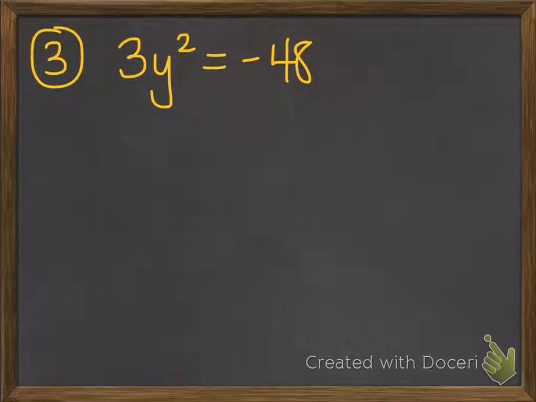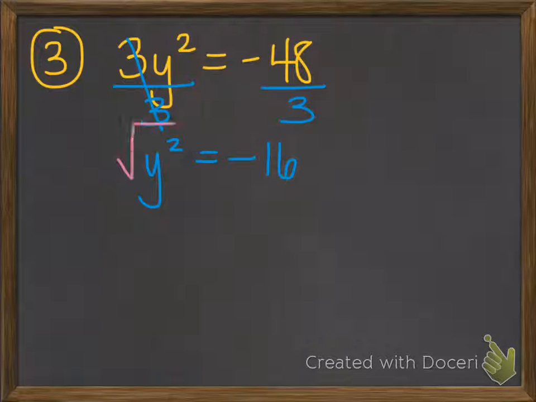In our next problem, we need to isolate the squared term first. So I'm going to divide both sides by 3. And when I do that, I get y squared equals negative 16. Next, I take the square root of both sides. And when I take the square root of y squared, I get y. When I take the square root of negative 16, remember, when we take the square root of anything that's negative, i will be part of our answer.